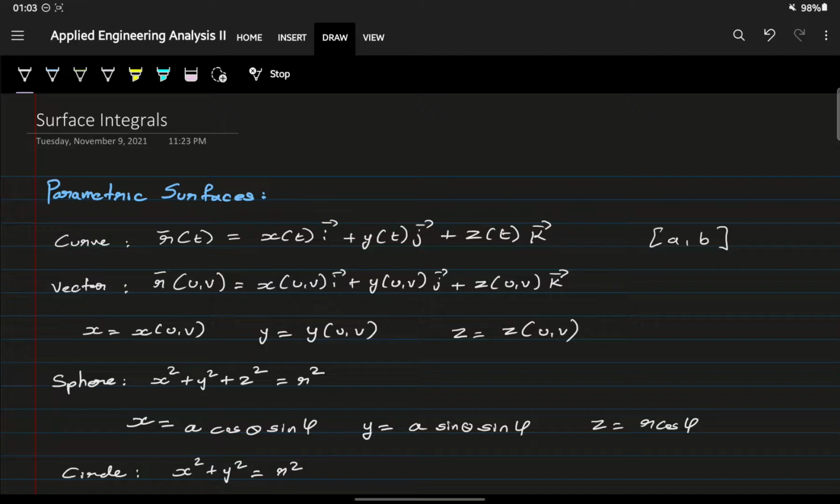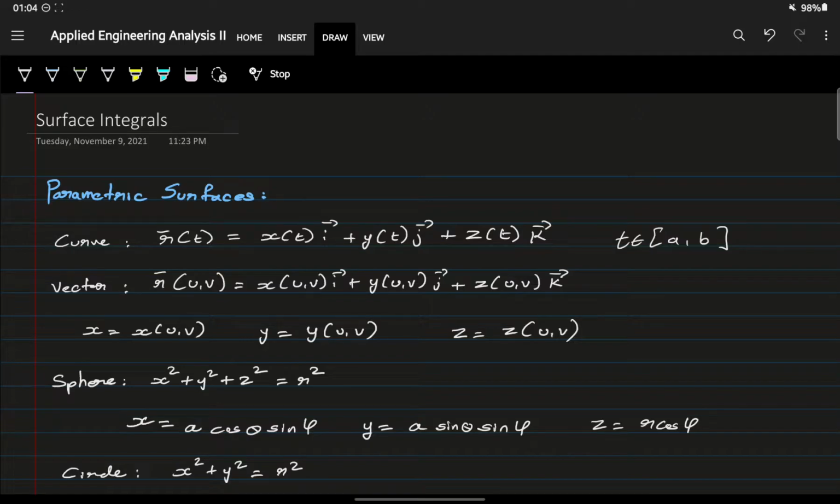When we have a curve and we parameterize it, we take values of t belonging to some interval a to b and plug them into this curve, r of t equals x(t)i, y(t)j, and z(t)k. The resulting set of vectors will be the position vectors for the points on the curve.